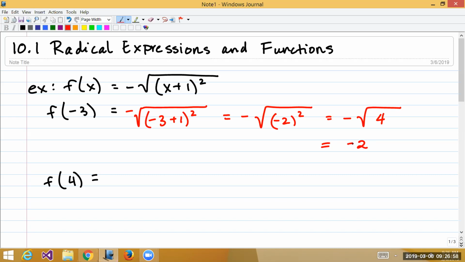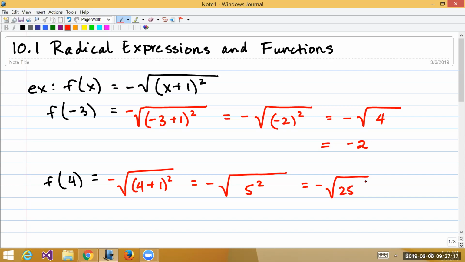negative 2. Let's go ahead and do the same function, but now find f of 4. So that'll be negative of the square root of 4 plus 1 squared, which is negative the square root of 5 squared, negative the square root of 25, which will be negative 5.